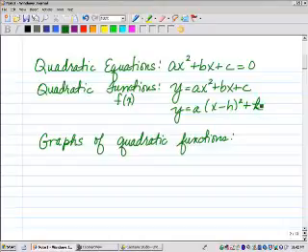You can convert from one form to the other. That's really not going to be the focus of this course. You'll get into that in a later course. But in general, the graphs of quadratic functions are called parabolas.